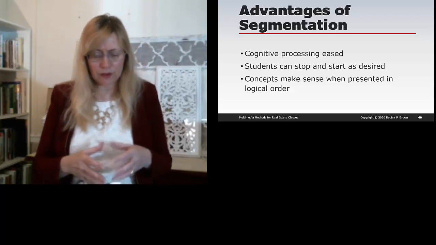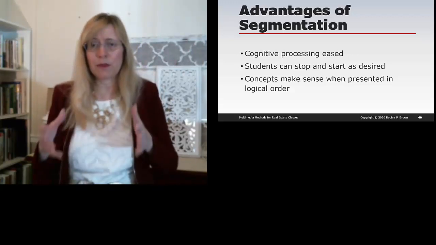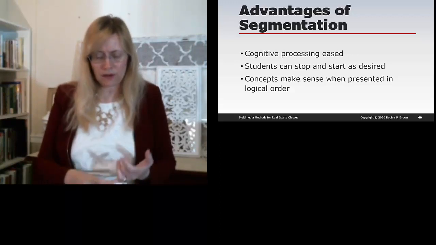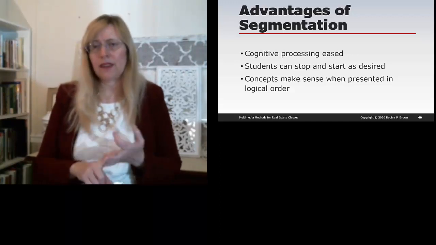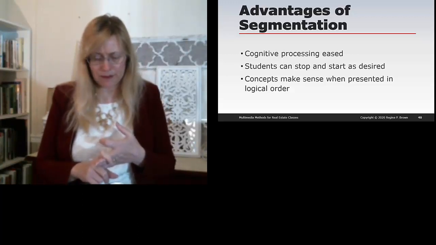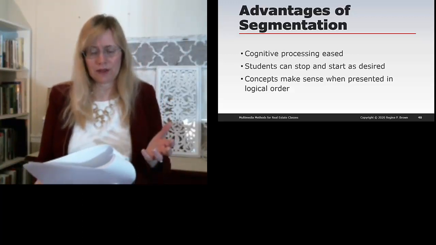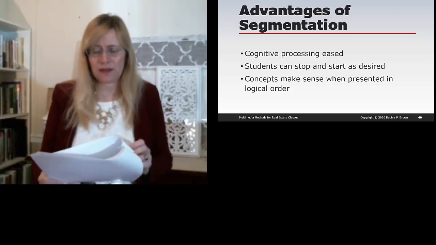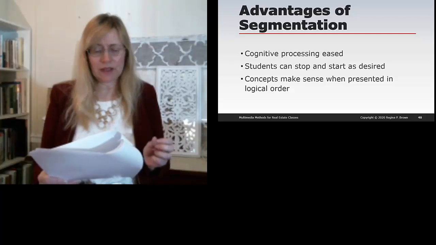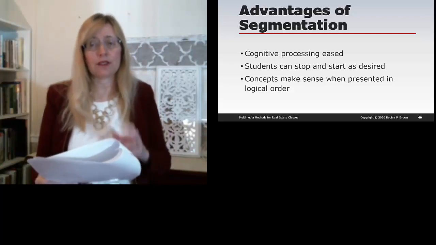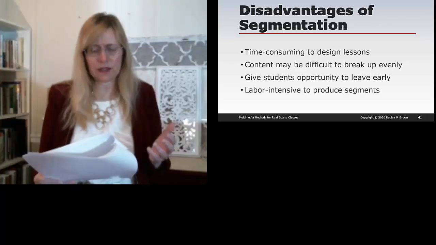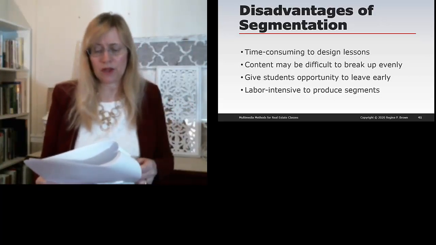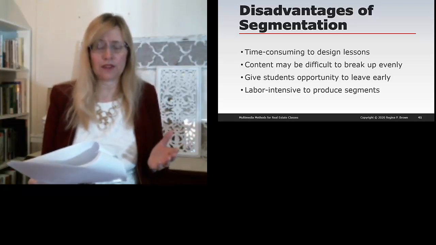Or there is also a lengthy video recording that must be clipped up into shorter videos, which involves watching the video, calculating timing, and then editing it with professional software. Just like with the narration, it's labor-intensive to produce segments that are just the right length. Lastly, segmentation gives students the opportunity to leave early. They can easily choose to end their study session at the end of any short module, rather than sit and watch the entire session at once.